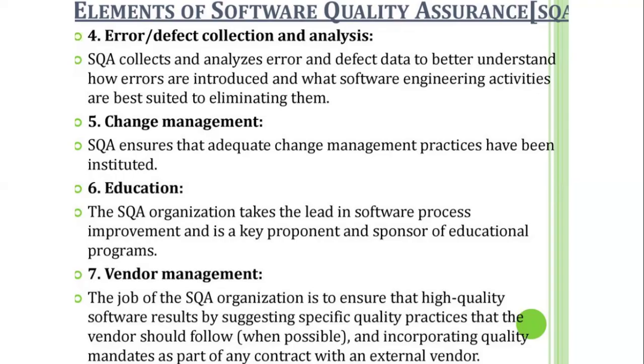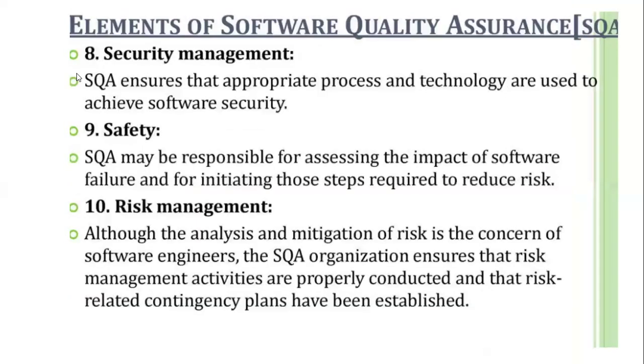Seventh is vendor management. The job of a software quality assurance organization is to ensure that high-quality software results by suggesting specific quality practices that the vendor should follow when possible, and by incorporating quality mandates as part of any contract with an external vendor. Eighth is security management. Software quality assurance ensures that appropriate processes and technology are used to achieve software security. Ninth is safety. Software quality assurance may be responsible for assessing the impact of software failure and for initiating those steps required to reduce risk. Then the last one is risk management.